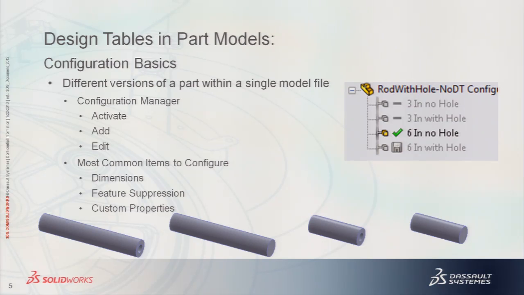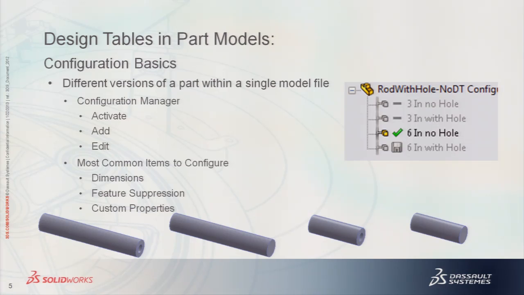The definition of a config is that it's a different version of the model within the same file, instead of having to make a separate part file. The ConfigurationManager is the third tab up at the top of your PropertyManager. That's where the configurations will be listed, and where you activate them by double-clicking on them. You can right-click at the top to add a new one, and you can edit any of them at any given time. Now, the most common things you're going to do with configs are to configure the dimensions, feature suppression, and custom properties.